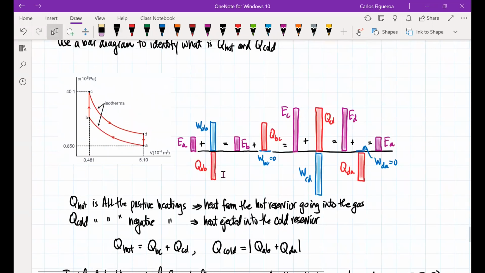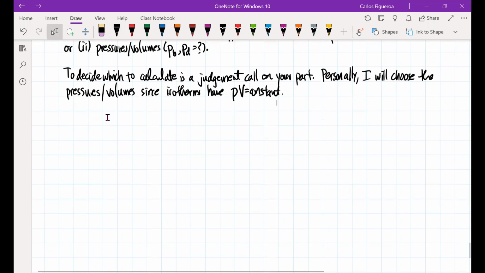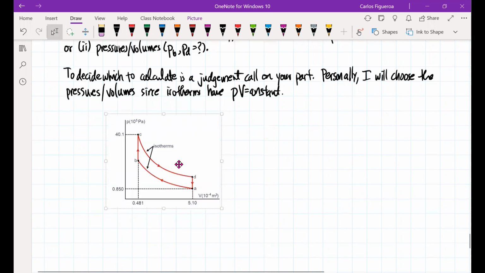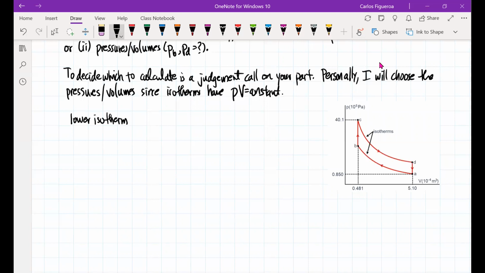So here's my curve now. So I believe I still have this here. So if I look at my curve, I'm going to paste it right over here. Okay, because I got to keep bringing this with me. So now look at the isotherm. If I look at the lower isotherm, that tells me that I have PA, VA, PB, VB. Note that I have both volumes and I have one of the pressures.